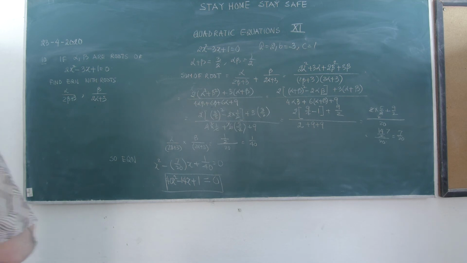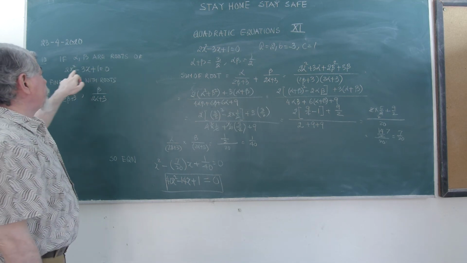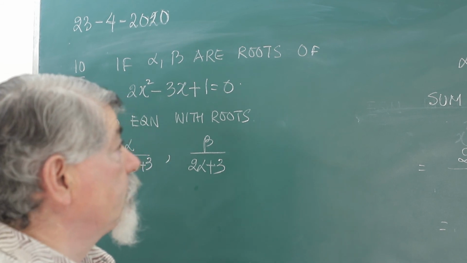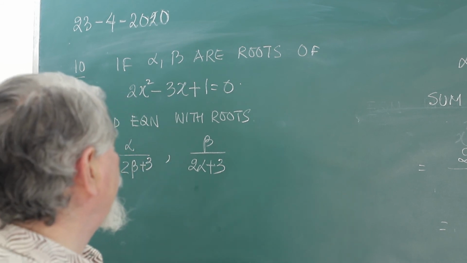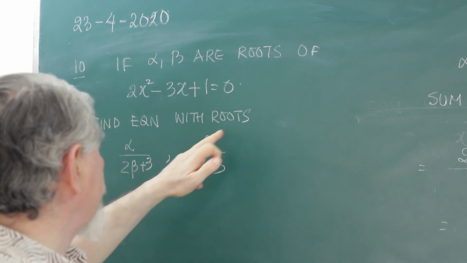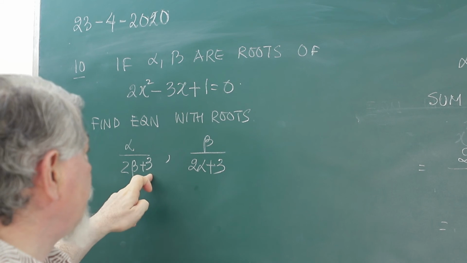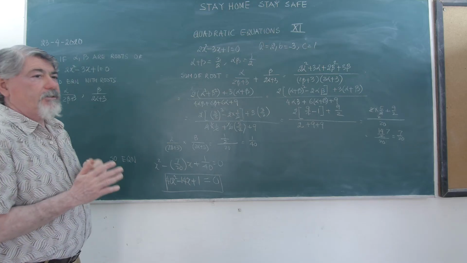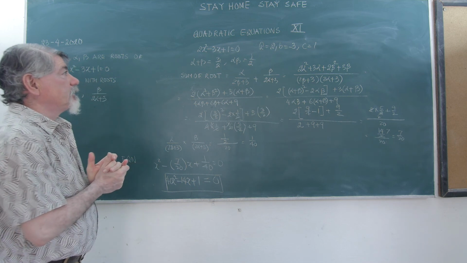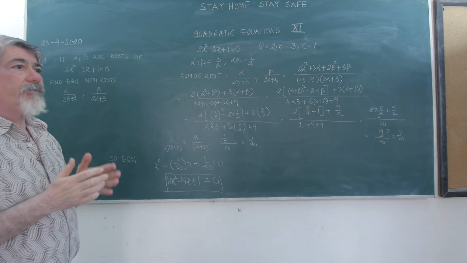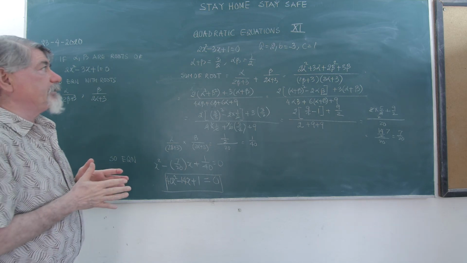In this question, alpha, beta are roots of the equation 2x square minus 3x plus 1 is equal to 0. We have to frame an equation with the roots alpha upon 2 beta plus 3 and beta upon 2 alpha plus 3. These are just simple calculations. There is nothing to be scared about what he has given. The basic fundamental remains the same.